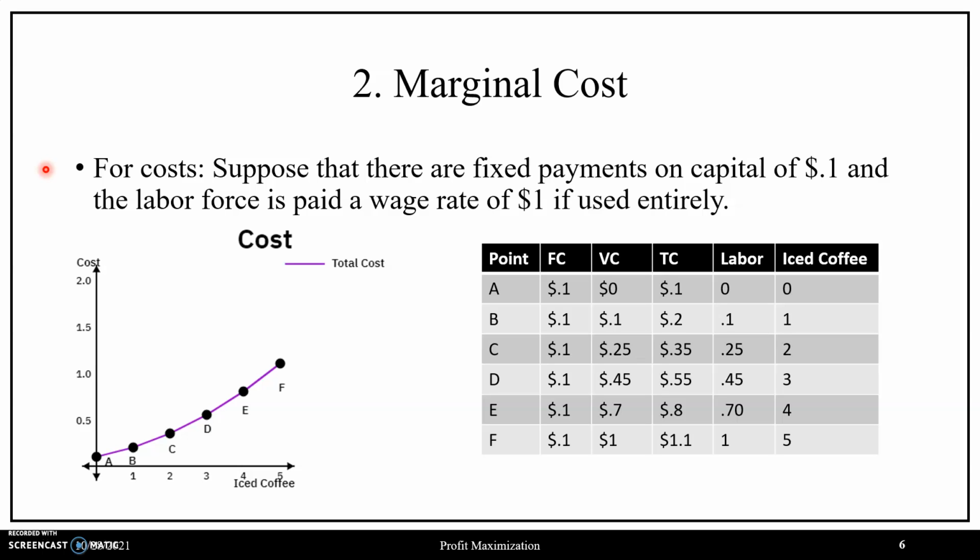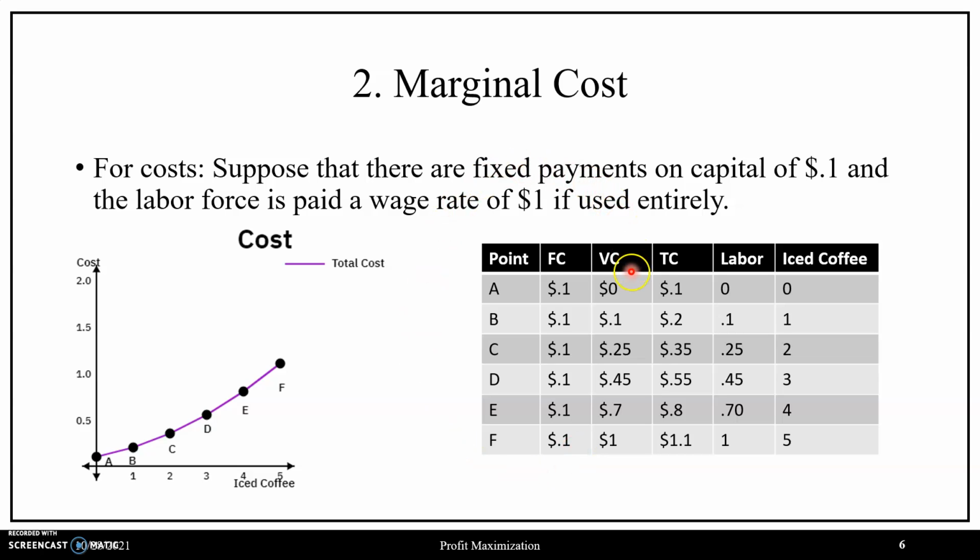For costs for this coffee shop, suppose that there are fixed payments on capital of 10 cents and the labor force is paid a wage rate of $1 if the entire labor force is used. In order to generate total costs, we need to sum fixed costs and variable costs. Beginning with fixed costs, regardless of the labor being used to vary the output being produced, our fixed payment on capital of 10 cents will remain the same. So regardless of output, fixed costs will remain at 10 cents.